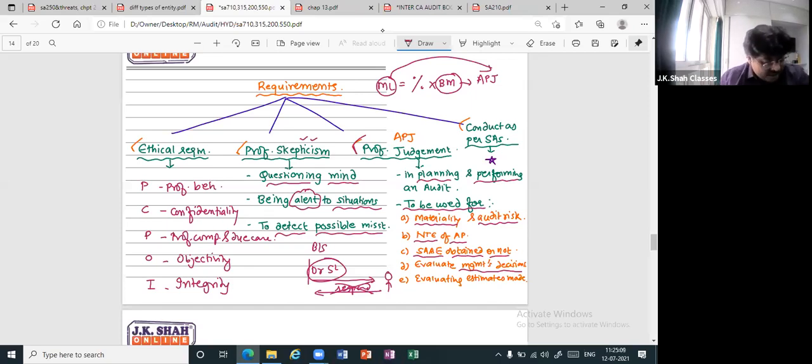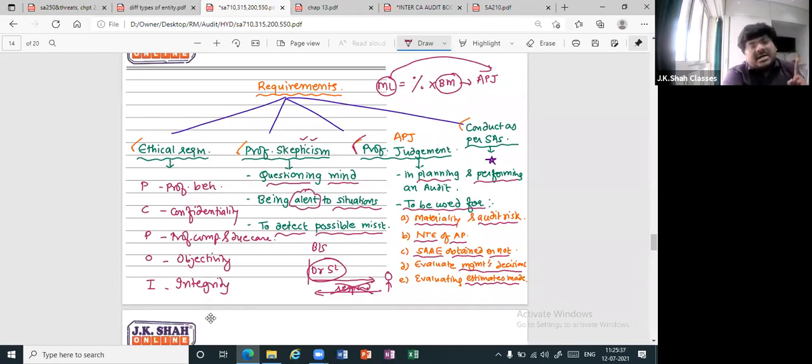And lastly, to evaluate estimates which are made by the management. Now, what do you mean by estimates made? So simple. Management will make estimates like provision for depreciation, provision for tax. There are so many estimates which they make. Exactly. So estimates are estimates. They're not actuals. So they can definitely differ. Correct. In that scenario, the auditor will have to evaluate whether the estimate seems to be reasonable or not. So that is the auditor's professional judgment.